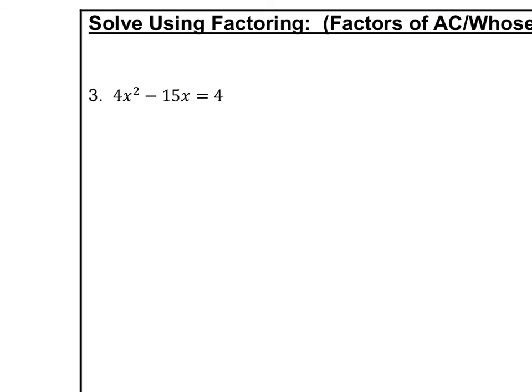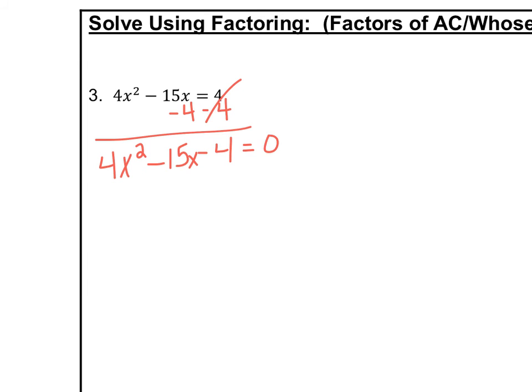We're going to do one more question with factoring, okay? So this one is 4x squared minus 15x equals 4. Now again, we have to use factoring because there is an x squared, an x, and a number. So the method we're going to use today is factoring. First, I'm going to move everything to one side. So I'm going to subtract 4. And I'm going to put it after the negative 15x so I can line up into standard form. In standard form, I have an A, a B, and a C.